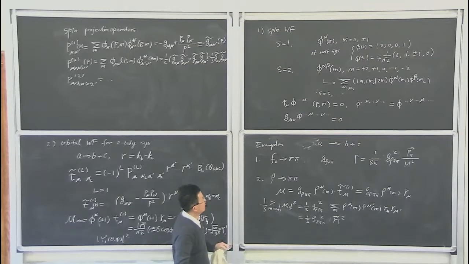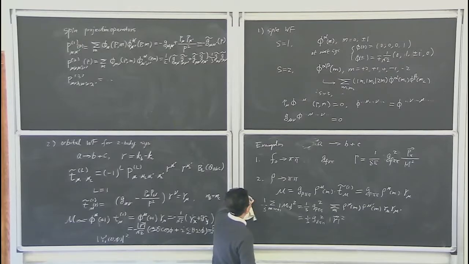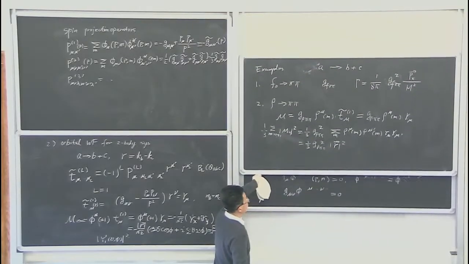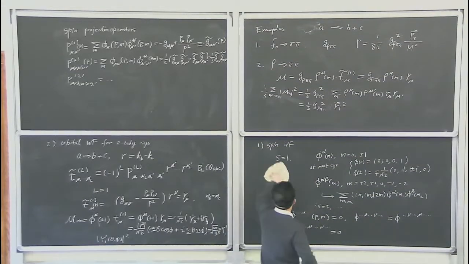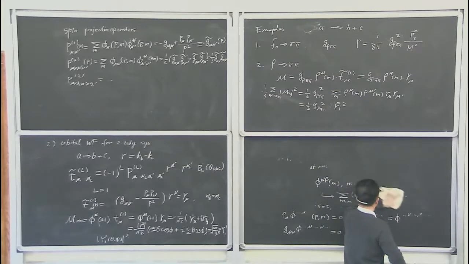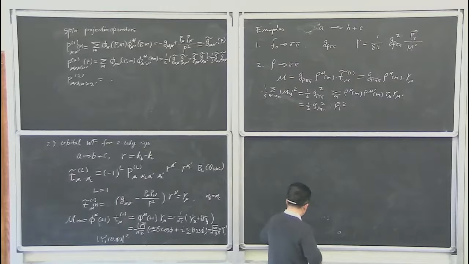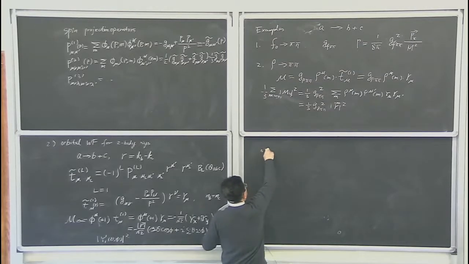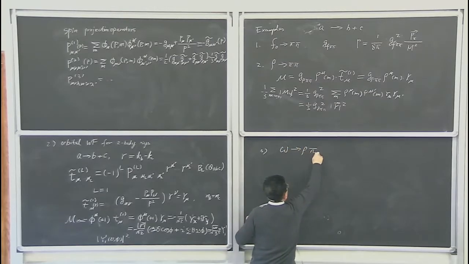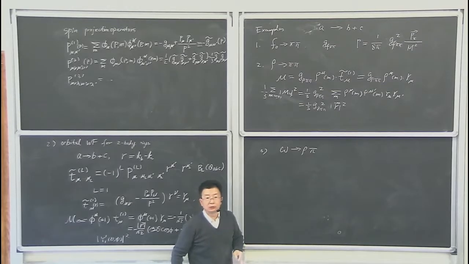I'll give you some more difficult examples. The third example, omega to rho pi. This is also a common one. Anybody want to come here to show how to write this one? Volunteer. You already have all the ingredients, and should try to write this.